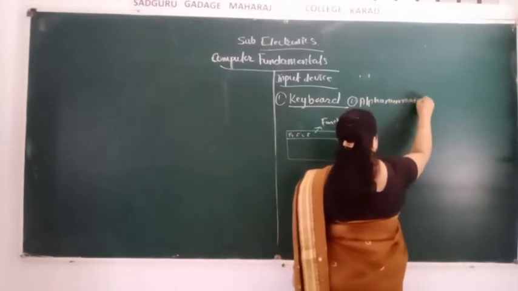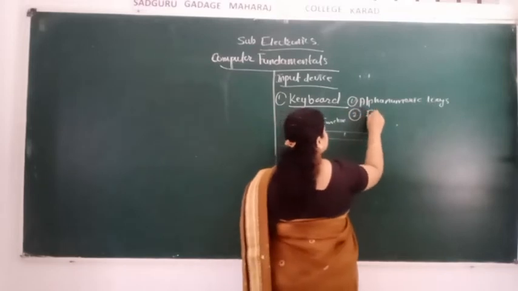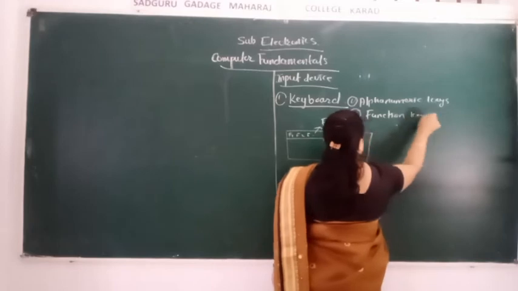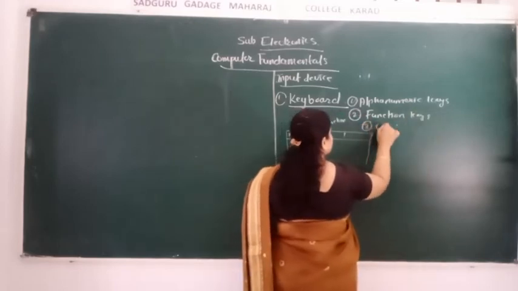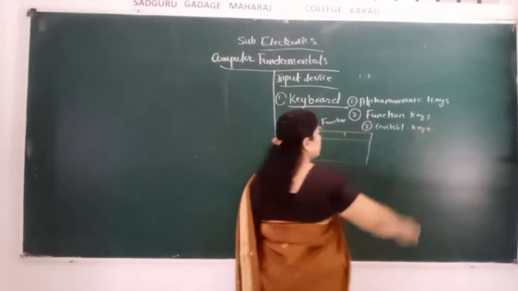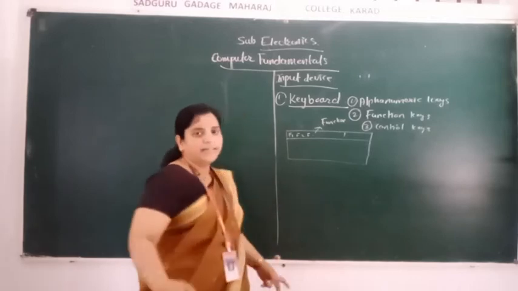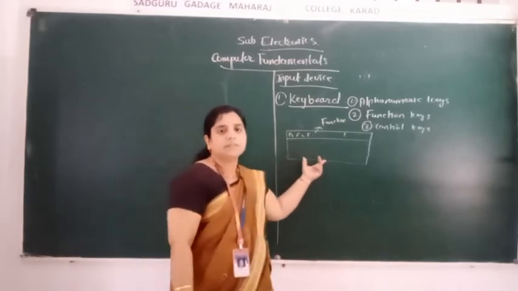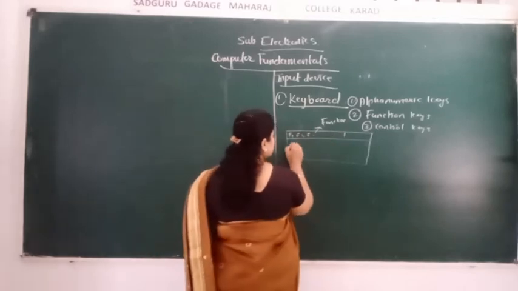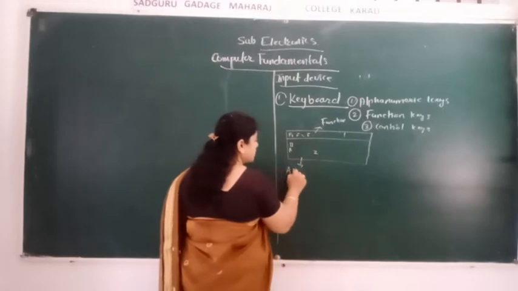Alphanumeric keys, second is function keys, and third is control keys. All of you are very familiar with the keyboard, so there is no need to tell in detail or draw the keyboard's diagram. I just want to tell you these are the function keys. Whatever alphabets are there, A to Z, these are the alphanumeric keys.